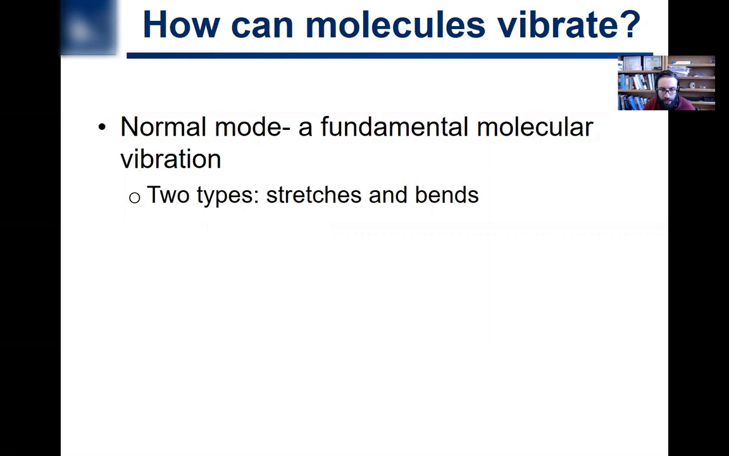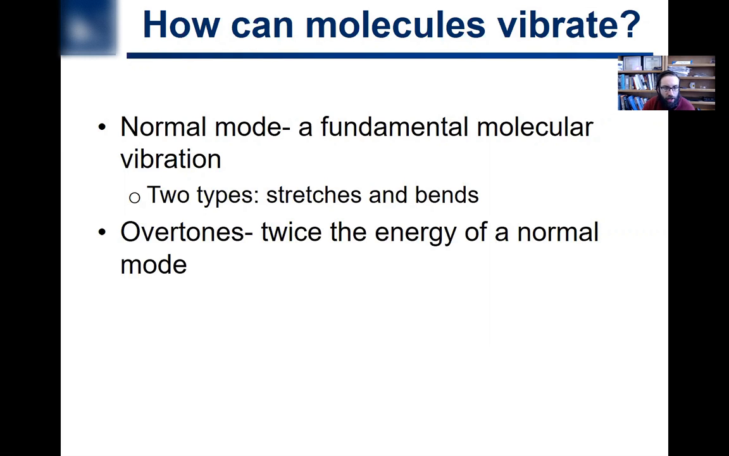There's a lot of different nomenclature out there, things like wags and scissoring. There are all sorts of names used in infrared spectroscopy literature and in vibrational spectroscopy literature. But those are just more complicated combinations of multiple stretches and bends happening at once. Fundamentally, all that can happen is a stretch and a bend.